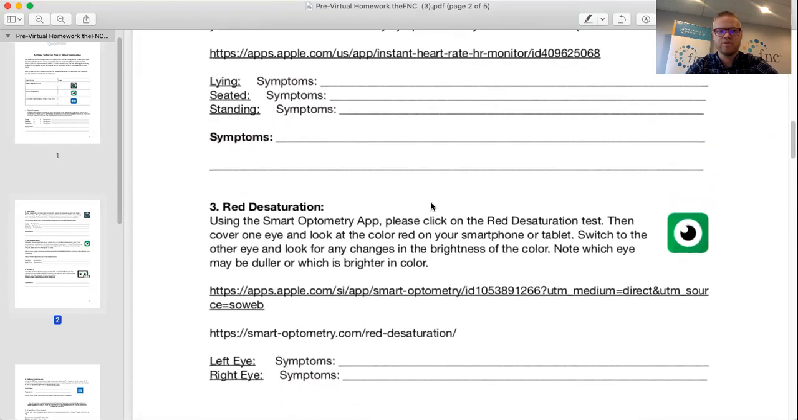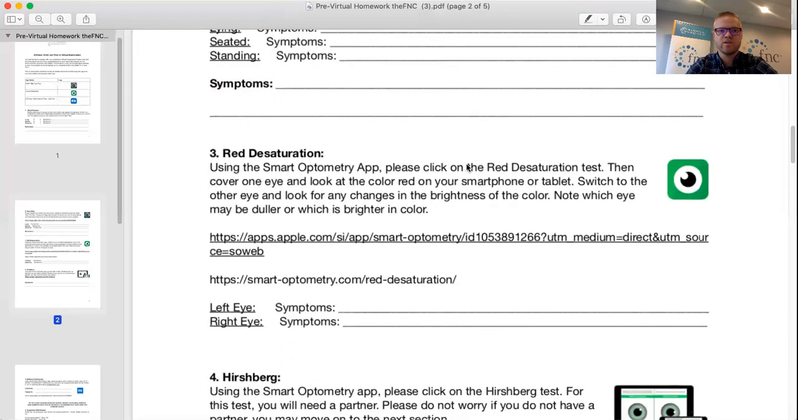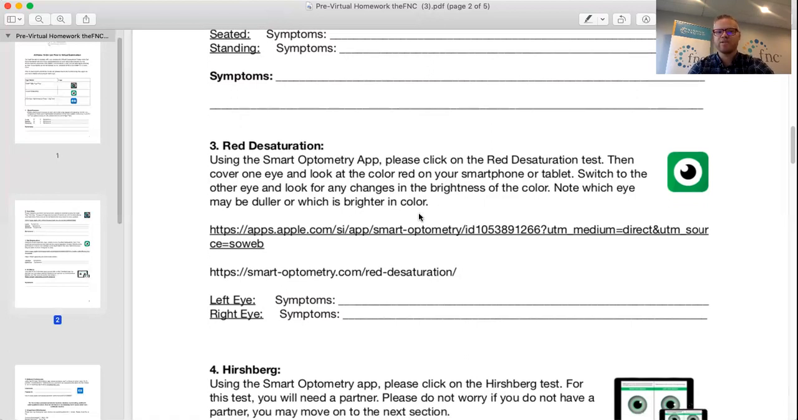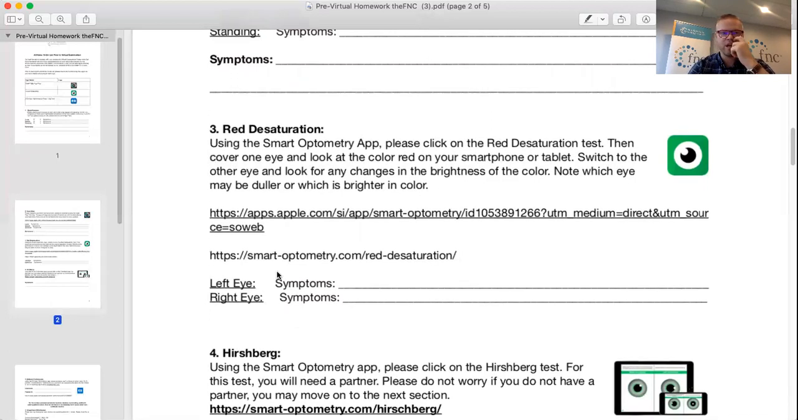And then we move on to the red desaturation. That's the test that you're going to perform. We're going to have you look at covering the left eye and then switching, looking at the right eye and comparing the color red between each eye. If you want to learn more about this test, you can just go on to Smart Optometry, red desaturation, and read more about it.